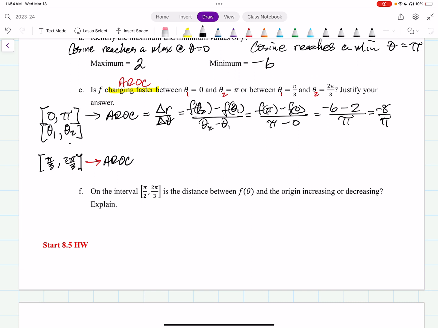Rate of change is one of the biggest themes in AP Pre-Calc this year. We've seen it all the way since Unit 1. So why stop at Unit 7? Let's do rate of change in every single lesson. Here we go. So f of 2/3 pi minus f of pi thirds, divided by 2/3 pi minus 1/3 pi. What do we get? Well, we look at the table.